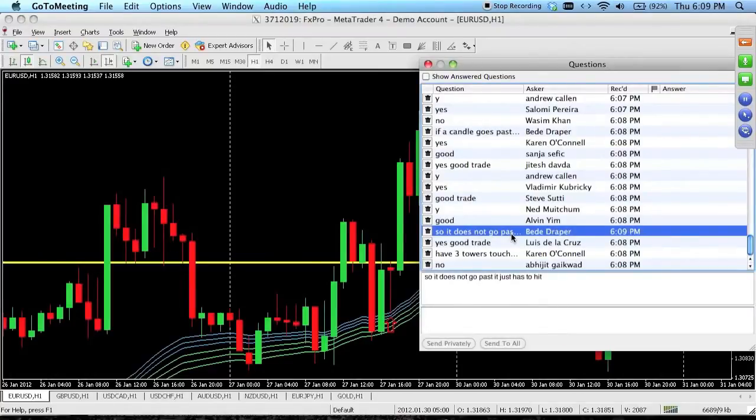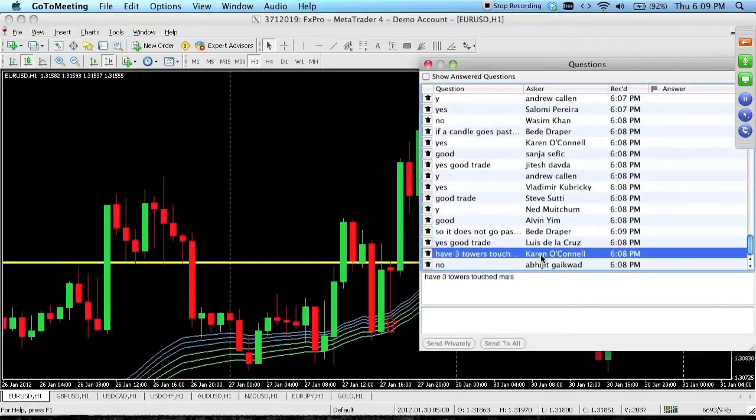It does not have to go past it. It just has to hit. Yes, as long as it touches the MA. It can go past it, but it should not close on the other side. For example, the body should not be on the other end. The tails can come out, no problem. Yes, good trade. You don't need three towers to touch them. Even if you have just one touching the MA, that's fine.